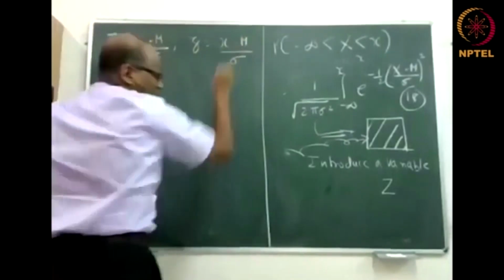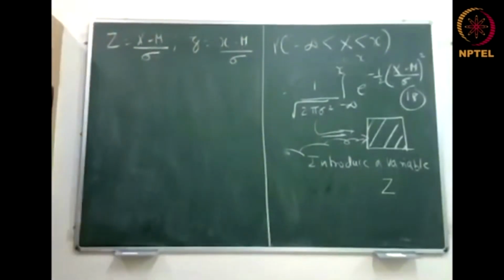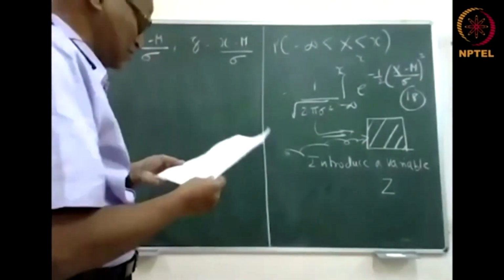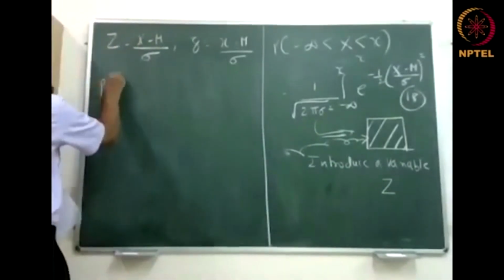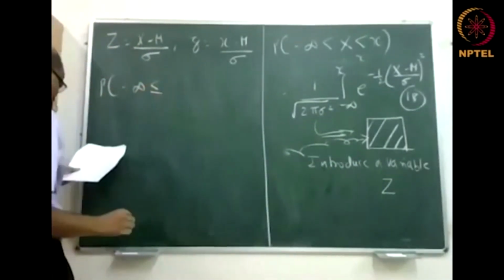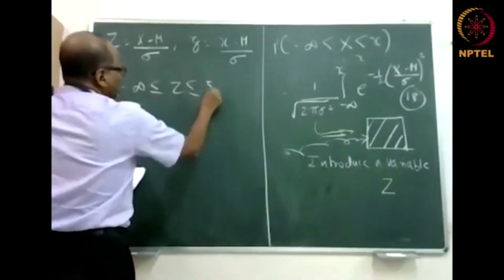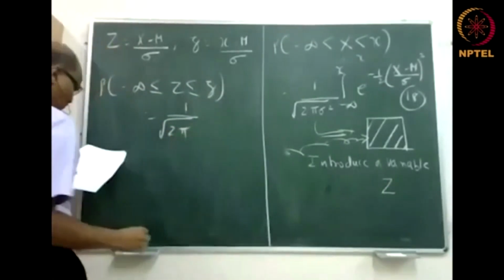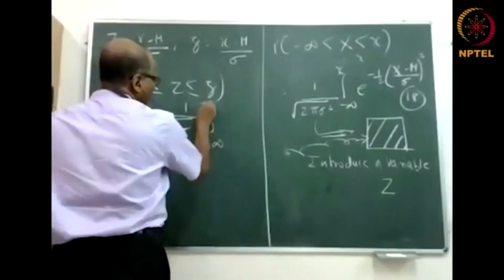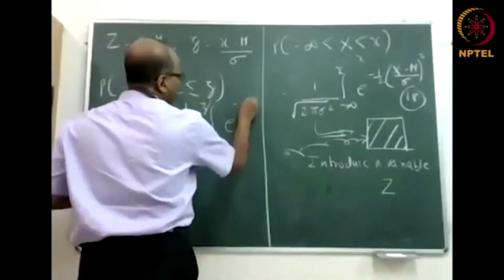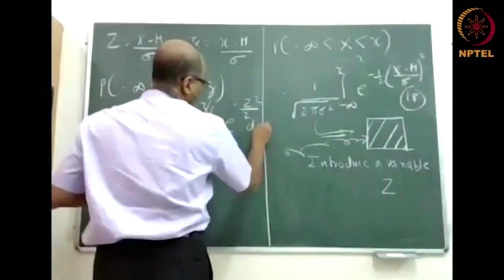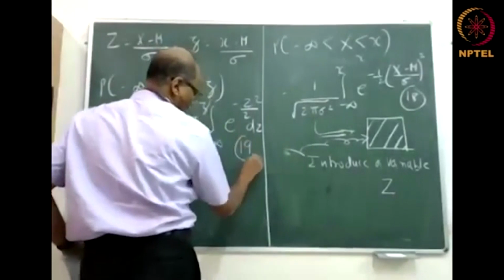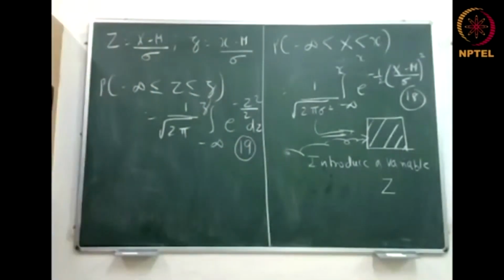Okay, again, I made the distinction. Capital Z is the random variable, (X minus mu) by sigma. Small z, lowercase z, is the upper limit, (x minus mu) divided by sigma. Therefore, the probability of minus infinity less than or equal to Z less than or equal to z equals 1 by root of 2 pi, integral from minus infinity to z of e to the minus z squared by 2 dz. Okay, equation 19. Okay, all right.